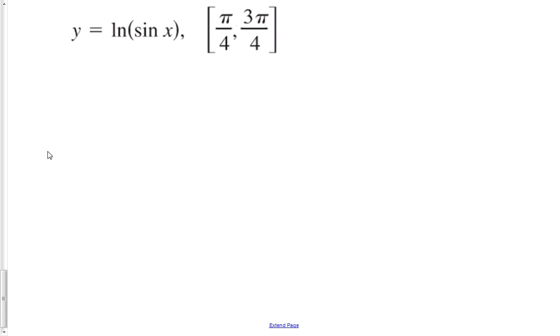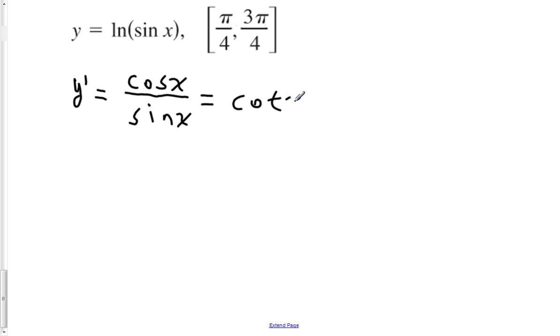So the first thing we would do here, once again, is we would find the derivative. Y prime in this case is equal to, well, the derivative of the natural log of the sine is the derivative of the sine, which is the cosine of x over the sine of x. And the cosine of x over the sine of x has another name. We also call that the cotangent of x. So the derivative of the natural log of the sine of x is the cotangent of x.